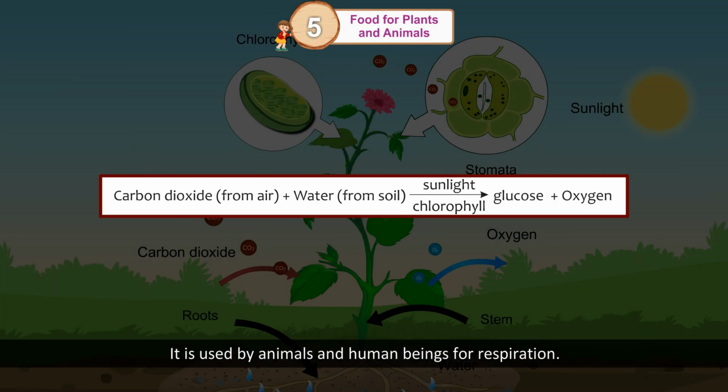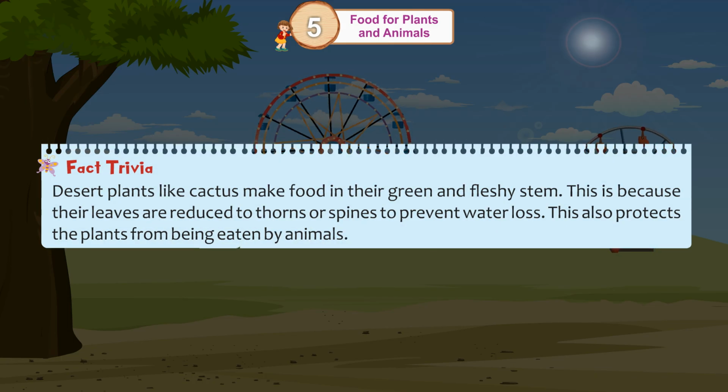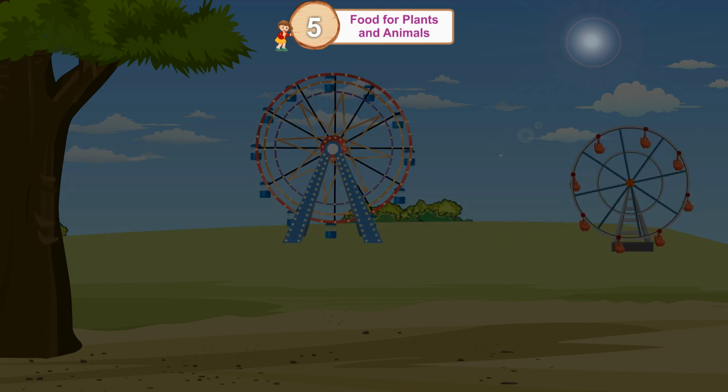Carbon dioxide from air plus water from soil, in the presence of sunlight and chlorophyll, gives glucose and oxygen. Fact trivia: Desert plants like cactus make food in their green and fleshy stem. This is because their leaves are reduced to thorns or spines to prevent water loss. This also protects the plants from being eaten by animals.